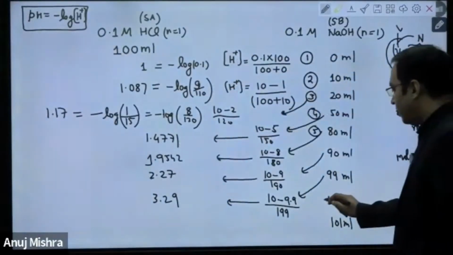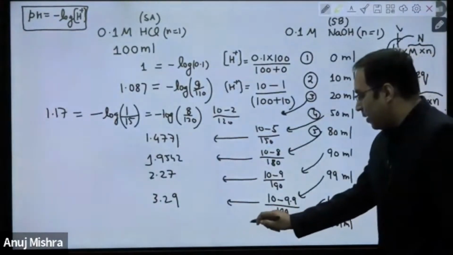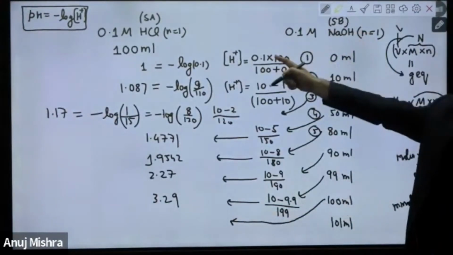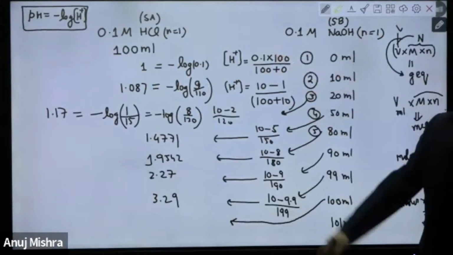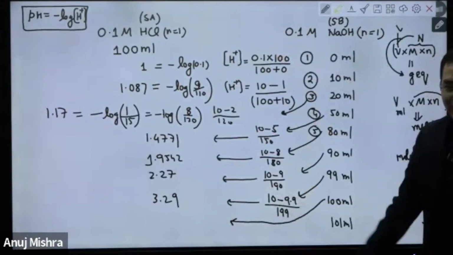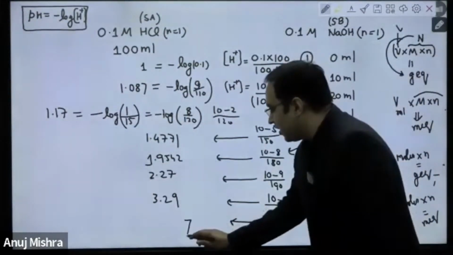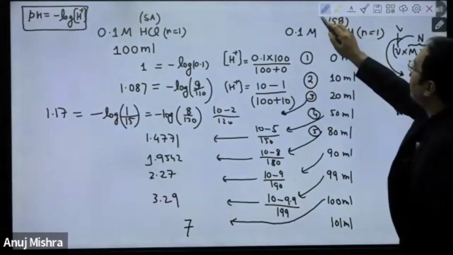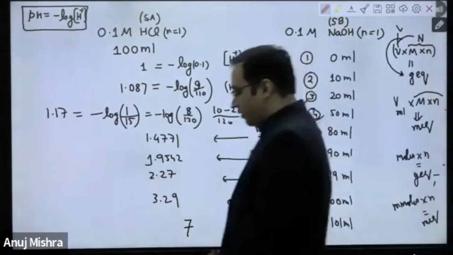What about 100 ml? यहाँ पे क्या हो? At 100 ml, this and this will exactly match. They will neutralize each other completely, and this H plus will come 0 in a way. 10 minus 10 हो जाएगा. तो pH कितना होगा इसका? 7.